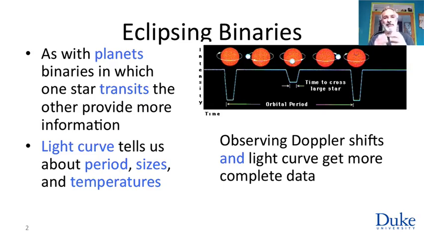And the light curve, as I promised with planets, will tell us things about the periods, the sizes, the temperatures of the two stars. And if we can combine this with Doppler measurements, we can learn a lot about the system. I want to spend some time looking at what we learned from a light curve, because I think it'll interest you, and I promised it when we did planets. Let's take a look at an eclipsing binary simulator.